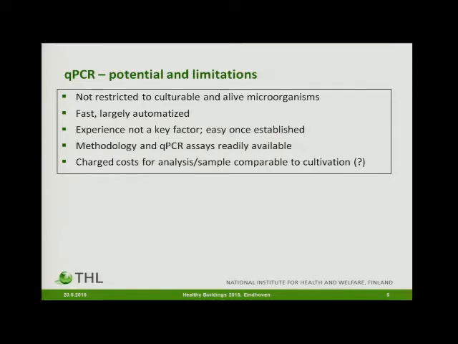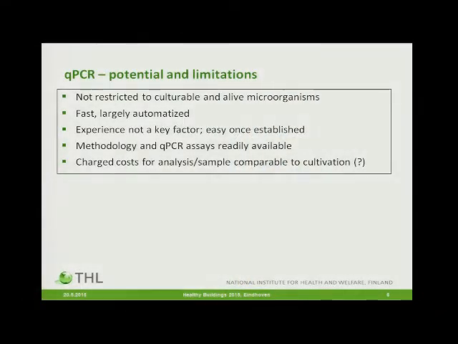The processes are largely automated, and once you have established the method in your lab, the experience of the lab person is not the key factor, which is very different from cultivation, where you really need somebody who knows how to interpret what she or he is seeing on a plate. The methodology is basically available. There's plenty of qPCRs around, and USA EPA has done a big job with that. And the charge cost for analysis per sample, I'm actually not quite sure, but I think it's at this point comparable to cultivation, depending on how many assays you're going to run. But I've been looking on a few web pages, and it seems to be like that.